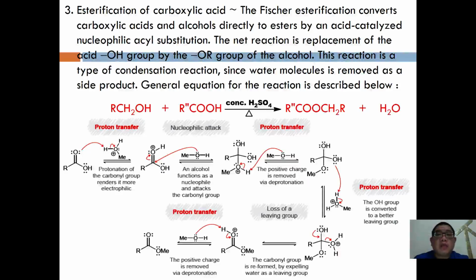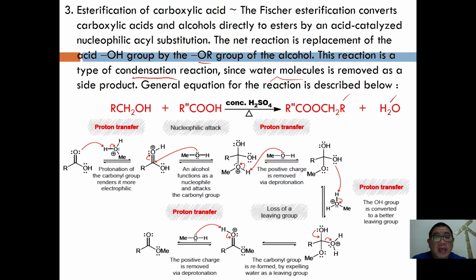Fischer esterification converts carboxylic acid and alcohol directly to become ester by an acid-catalyzed nucleophilic acyl substitution. The net reaction is replacement of the acyl group OH with the OR, which is the alkoxide group of the alcohol. This reaction is called a condensation reaction since a water molecule is removed as a side product. The general equation is RCOOH plus R'OH, catalyzed by concentrated sulfuric acid under reflux, forming RCOOR' plus water as a side product.